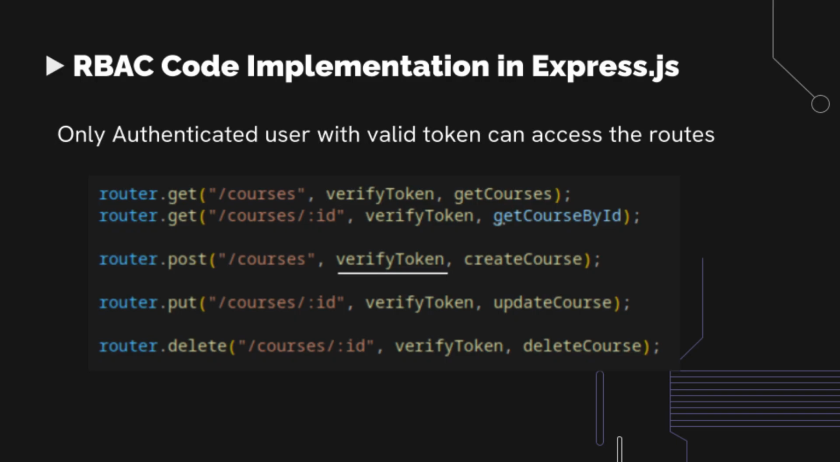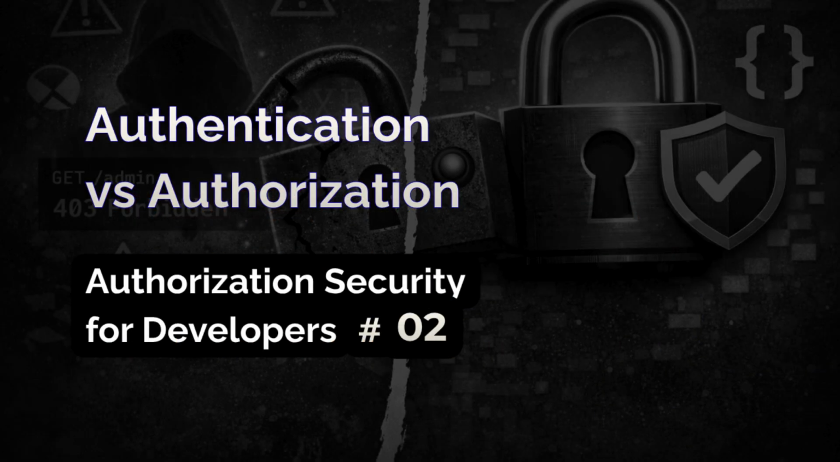We have added the verify token middleware to these routes, which means only authenticated users with a valid token are allowed to access them. In this middleware, we also extract the user role from the token, which helps identify the user's role. If you want to know more about user authentication and how this token is generated, you can see my previous video on authentication versus authorization.